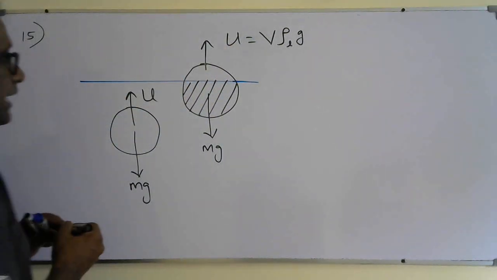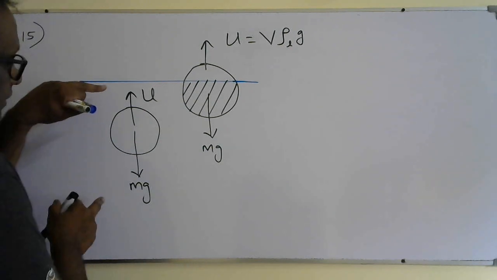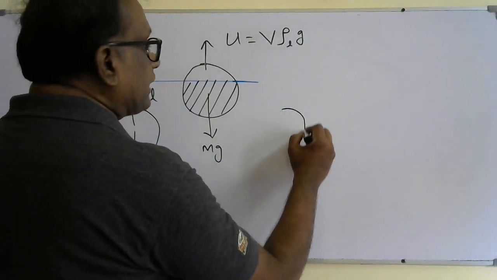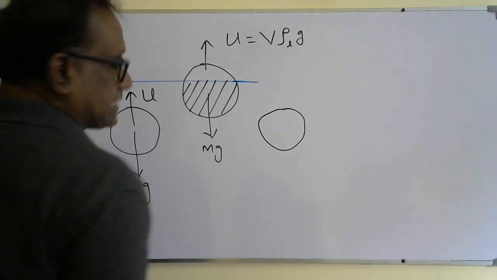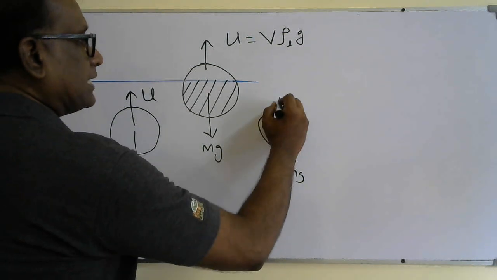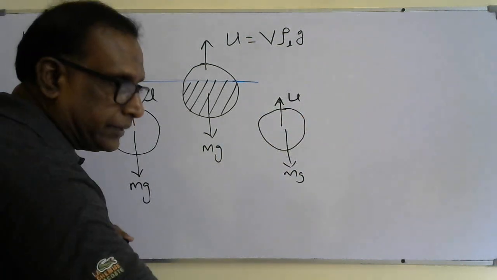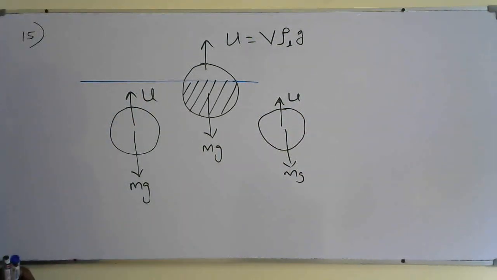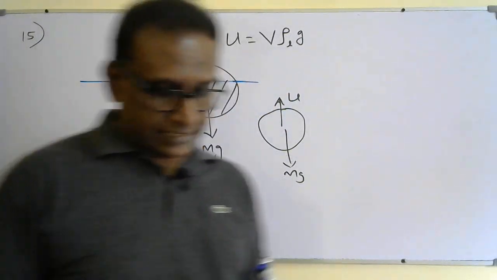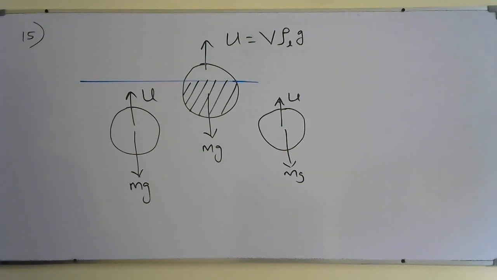But if the weight of the object and the upthrust are the same, what will happen? Wherever you keep it, it will stay at that position. If the weight is equal to upthrust, wherever you keep it, at that point it will float. It will not go down, it won't go up. It will stay at that position. So remember these two conditions.